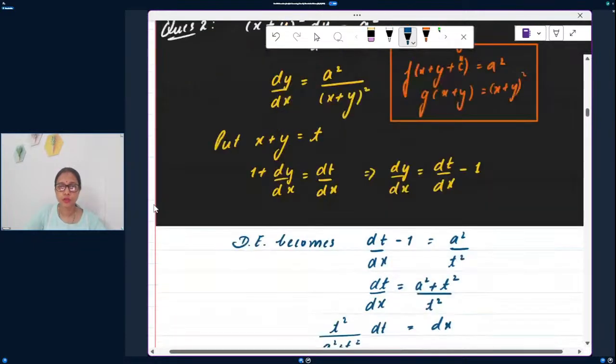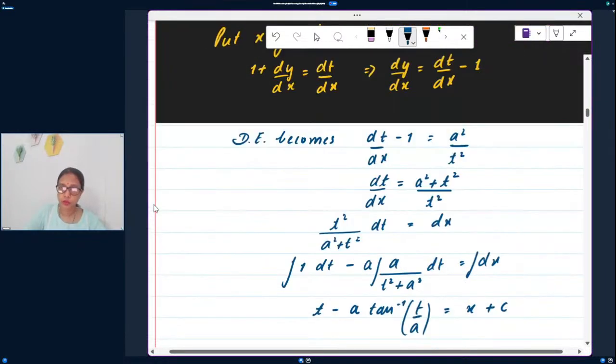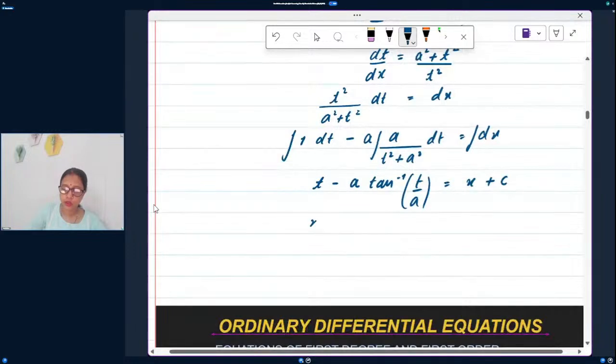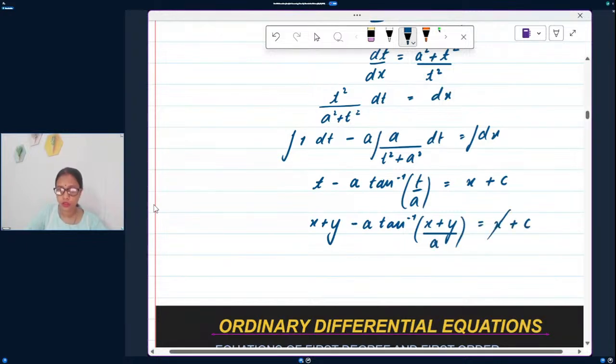Substitute your value of t as x plus y. So x plus y minus a tan inverse (x plus y) divided by a is equal to x plus c. That is your answer.